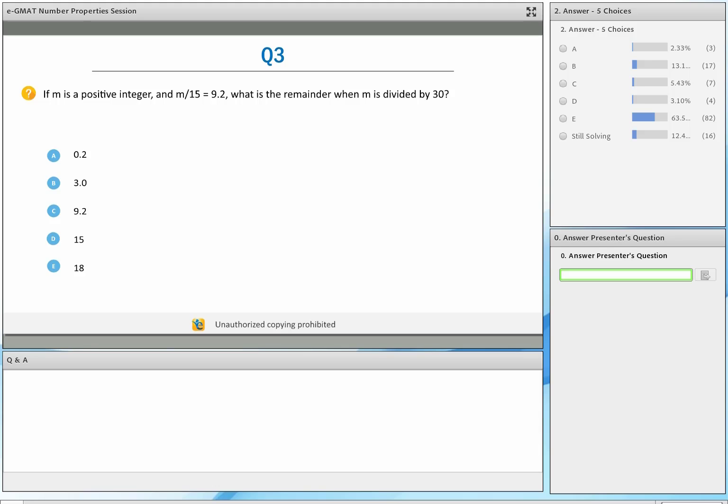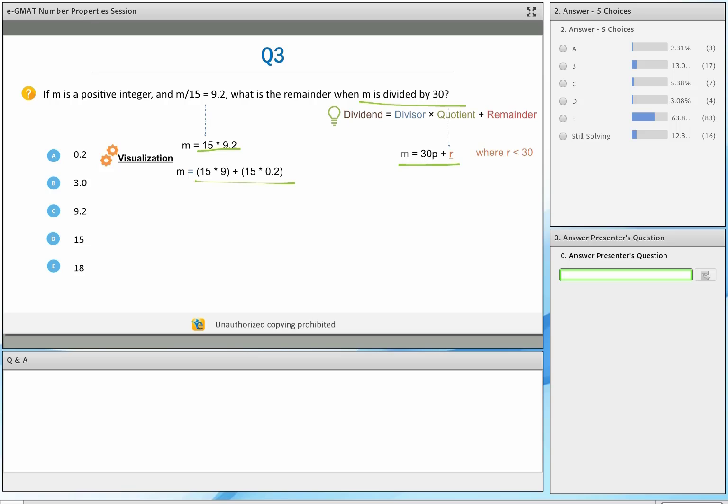Okay. So let me walk you through this solution here. Exact same thing. What is the remainder when m is divided by 30? So in your mind, you should be thinking about this. How I need to express m in terms of two parts. One part that's divisible by 30, the other part that's not divisible by 30, and that part is going to be my remainder. What's given to me is 15 times 9.2. So let me split that up. 15 times 9. Now notice this. 15 times 9 is not going to be divisible by 30. So what if I split this 9 into two parts, 8 plus 1?